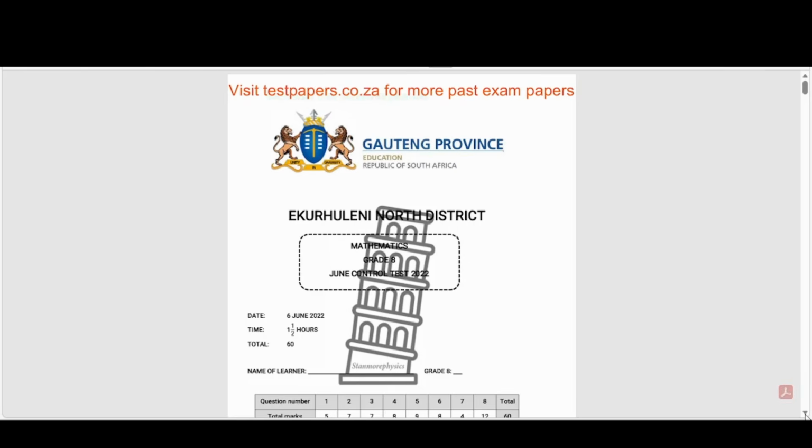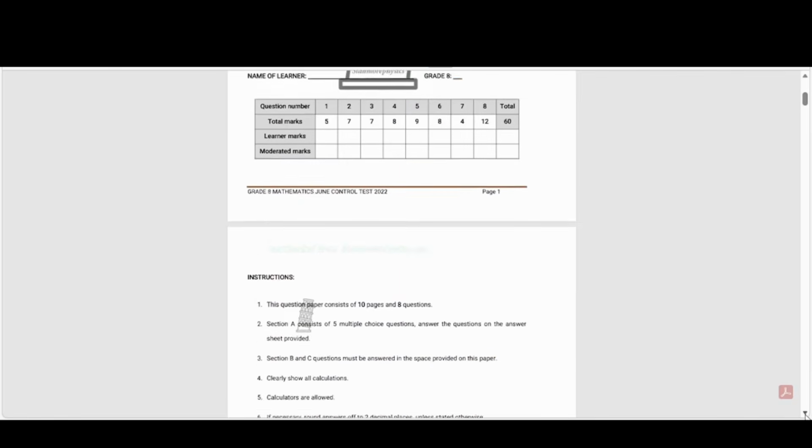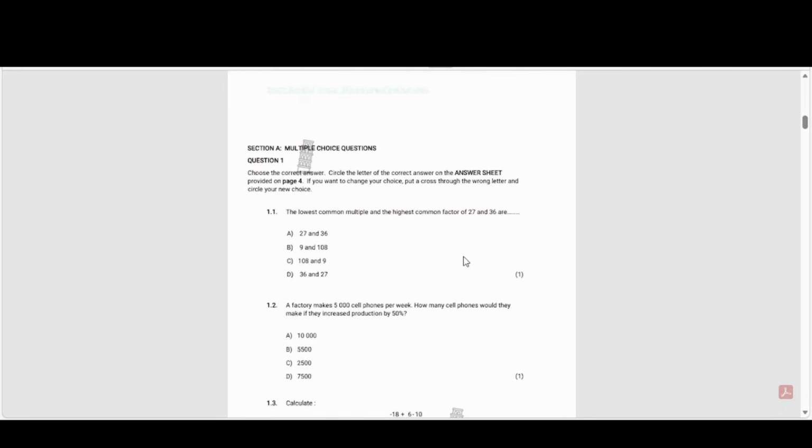Let's get straight into it. You can see this is an hour-and-a-half paper, and it starts off with some multiple choice. We are allowed to use calculators, and we must round to 2 decimal places. Okay, let's have a look at the multiple choice.